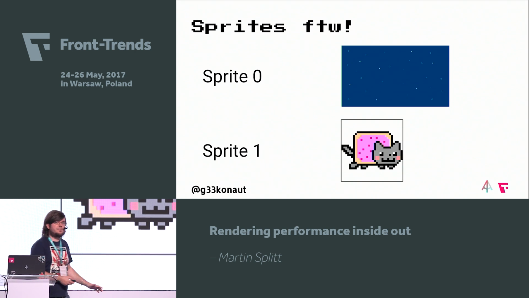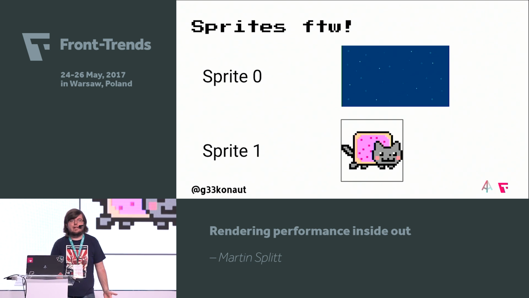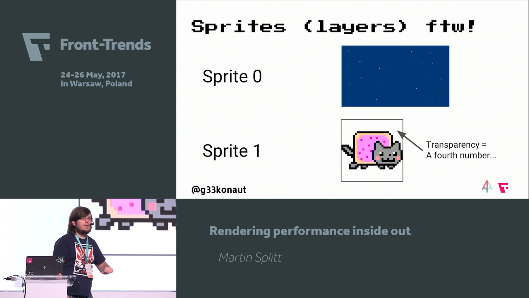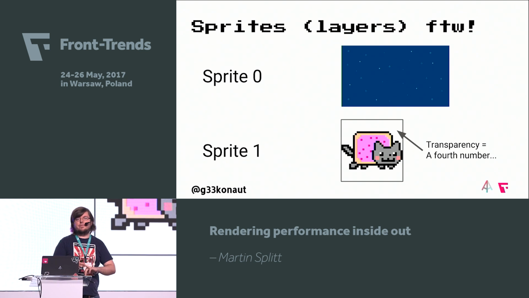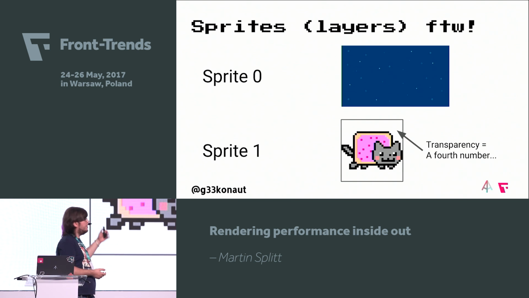Now, the Nyan Cat is a bit tricky, because here we have transparency. So how does transparency work? Well, it's just another number, really. Just add a 4th number. So we have red, green, blue, and then we have a number that goes from 0 to 255 that tells whether this is transparent, or half transparent, or not transparent at all. And that's how we express that.